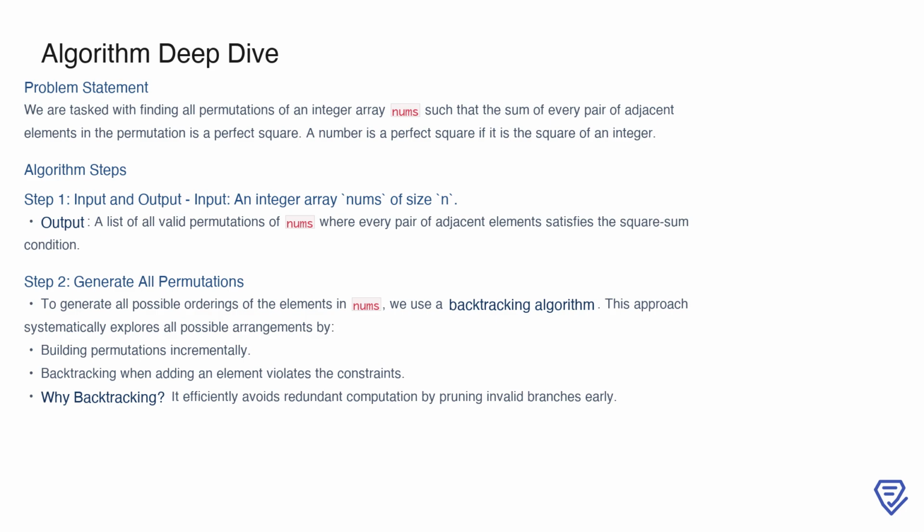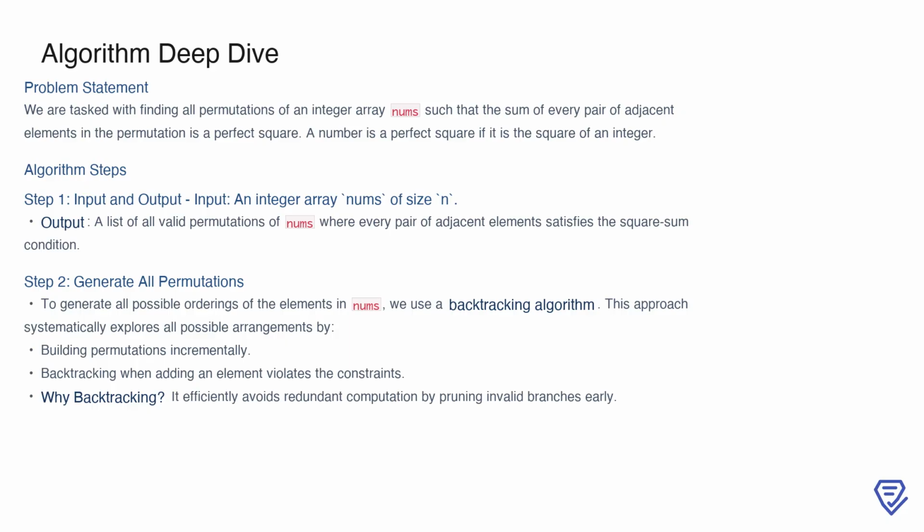In this problem, we aim to generate all permutations of an integer array nums such that every pair of adjacent elements in the permutation has a sum that is a perfect square. A perfect square is simply a number that can be expressed as the square of an integer, like 1, 4, 9, and so on. To achieve this, we follow a systematic approach. First, the input is an integer array nums of size n, and the desired output is a list of permutations that satisfy the square-sum condition.